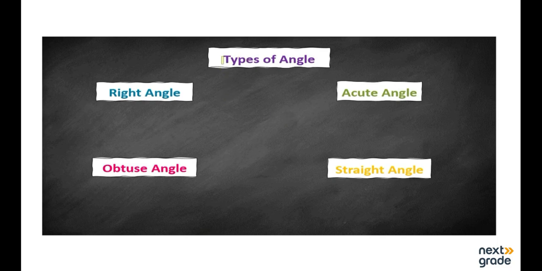In this video we are going to learn about different types of angle. So we learned that when two non-parallel lines meet at a point, they form an angle. Some angles are bigger, some angles are smaller. Alright. So on the basis of their sizes, we are going to divide them into different types.